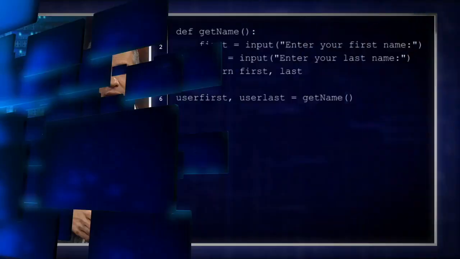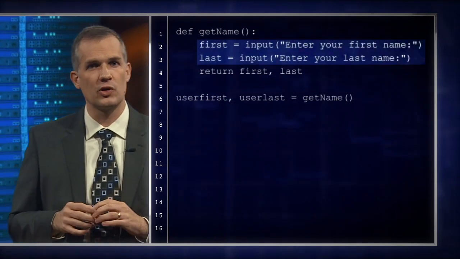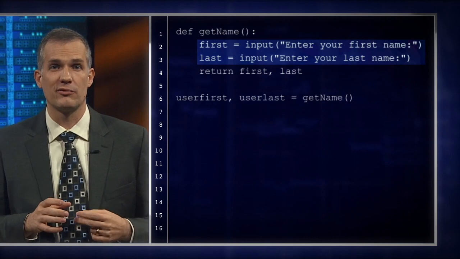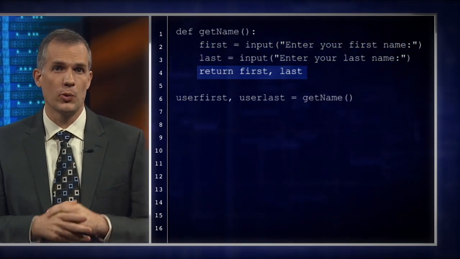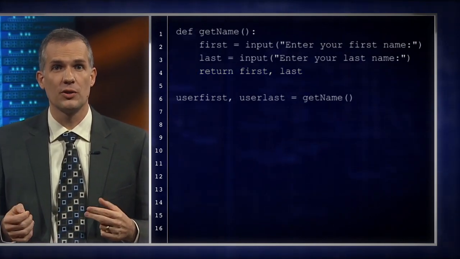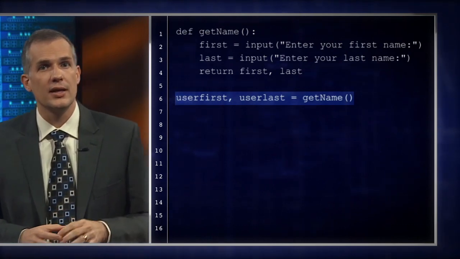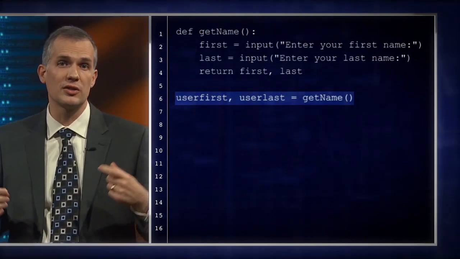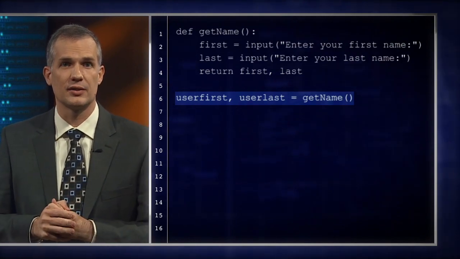Sometimes, we might want to return more than one variable. This example has us reading in the first and last name, and rather than returning one single combined string, we return 2 strings. Notice that in the function definition, we return 2 values. When we call the function, we need to provide 2 values for these to be stored into. In this case, the first string returned goes into user first, the second string returned goes into user last.